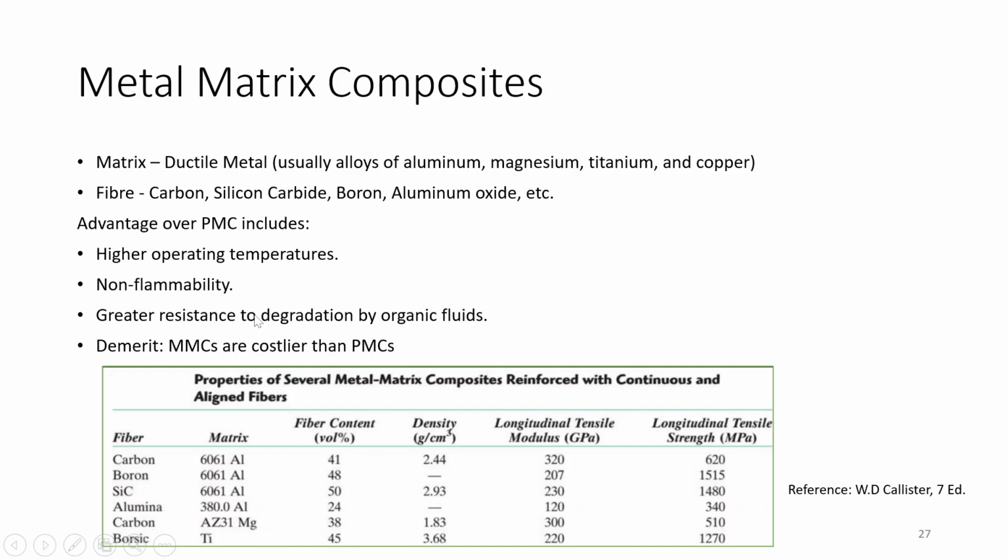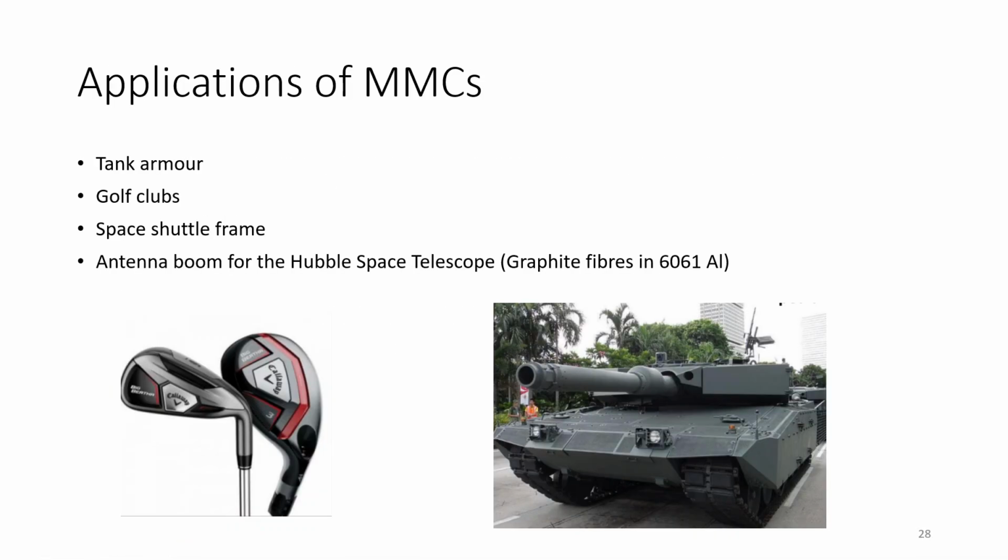And these were some of the MMCs that we talked about earlier as well. Their applications include tank armor, golf clubs, space shuttle frames, and the antenna boom for the Hubble Space Telescope, which uses graphite fibers in 6061 alloy of aluminum.